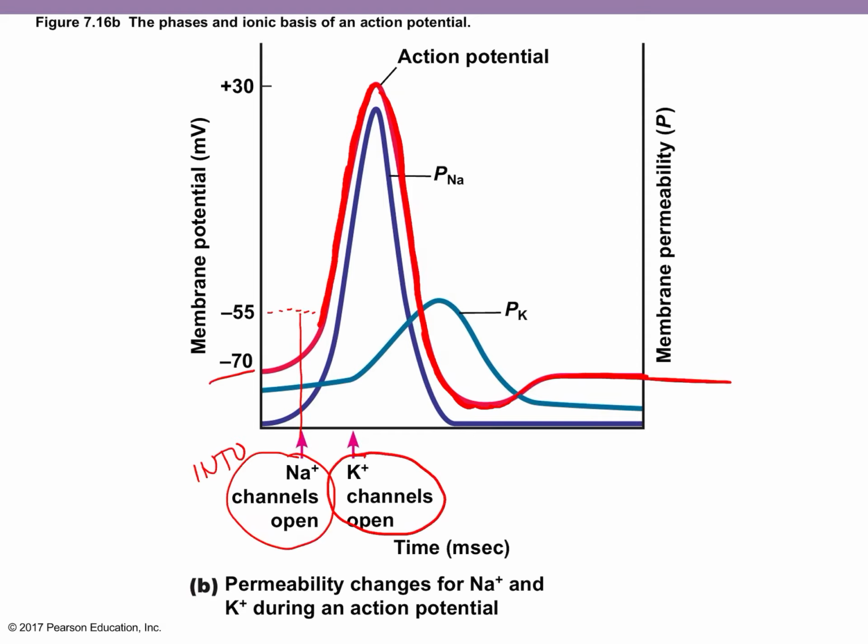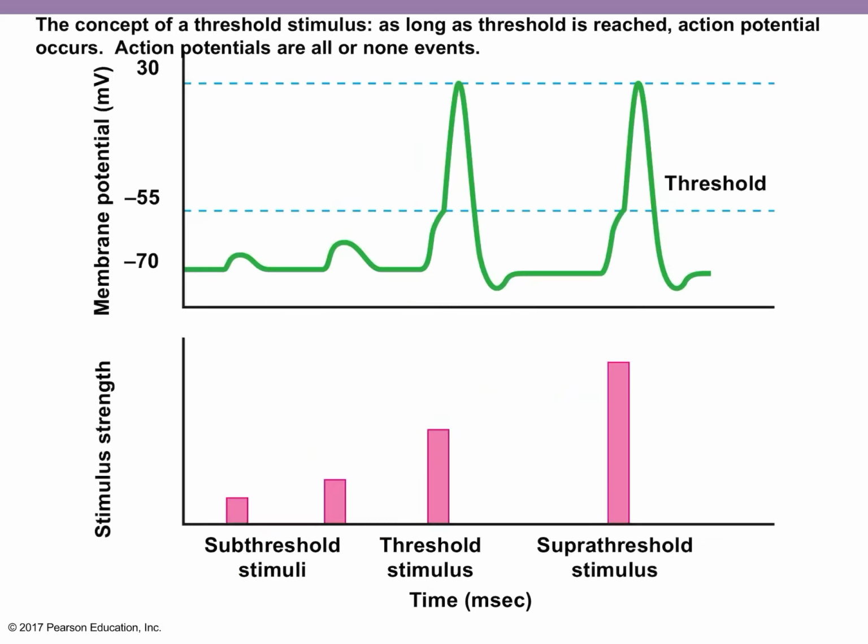Okay, so we have permeability changes for sodium and potassium during an action potential, right? If we just look at the purple line, that's just the permeability for sodium. You see a rapid increase of permeability during the depolarization phase, a rapid decrease of permeability in the repolarization phase. And for potassium, right, the permeability doesn't occur until we start to depolarize.